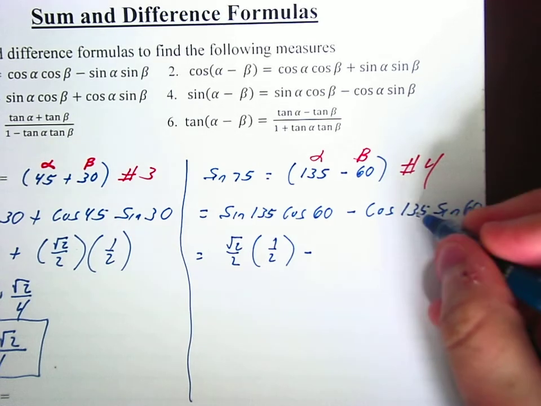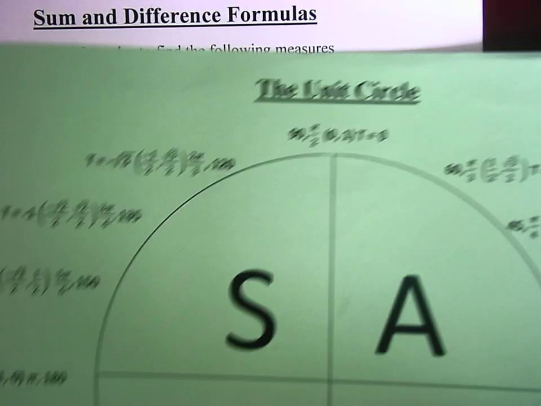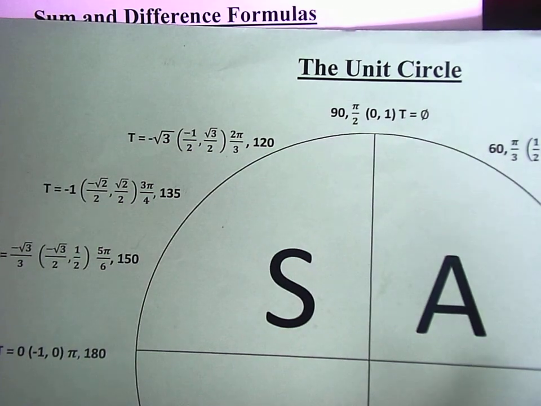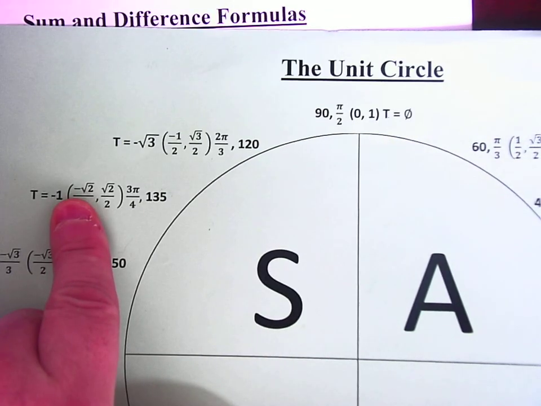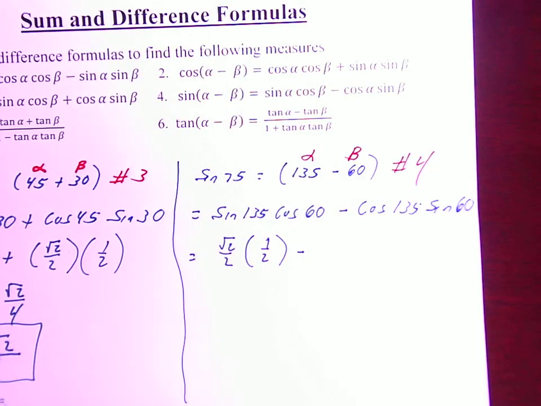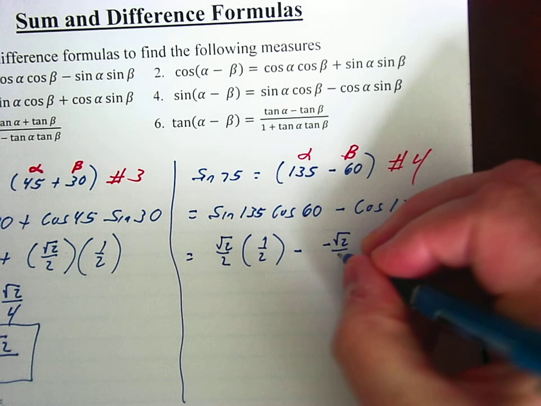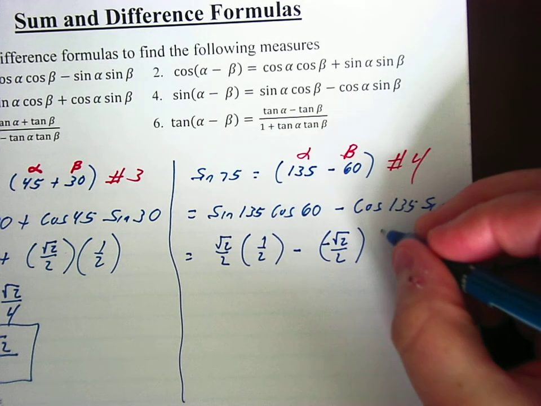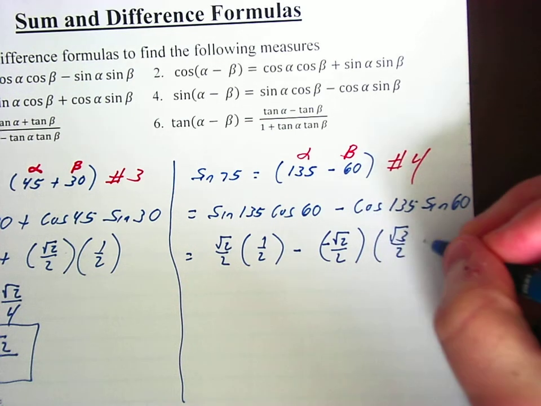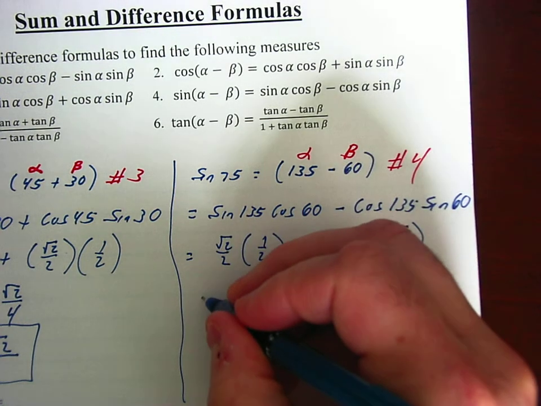minus the cosine of 135. Now, that's in quadrant 2. So anytime you're not in quadrant 1, you're going to have to deal with getting signs correct. So if I'm in quadrant 2, cosine is negative, like it says right there. So make sure you put a negative there. So that is negative square root of 2 over 2. And the sine of 60 is square root of 3 over 2. Okay? Multiply, and then we'll be good to go from there.